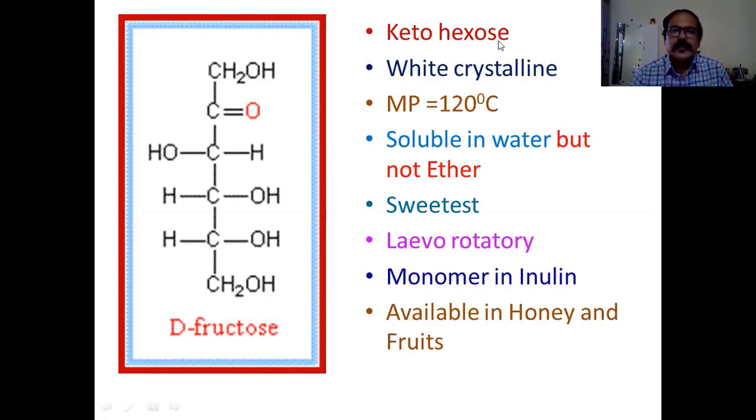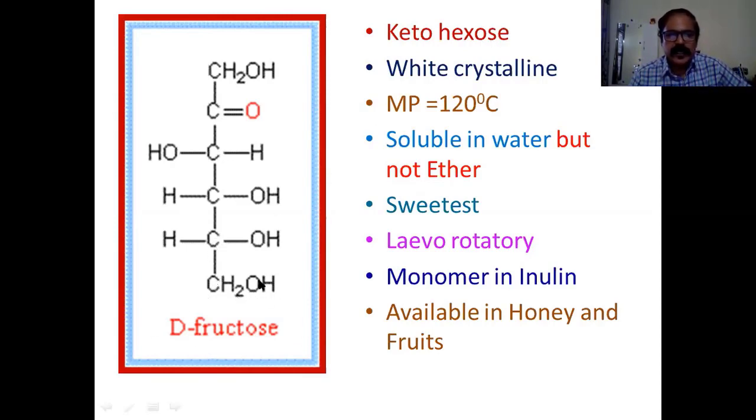So ketohexose means it has a keto group and 6 carbons, and it is a polyhydroxy compound. So this is called a ketohexose, or generally we call it fructose.